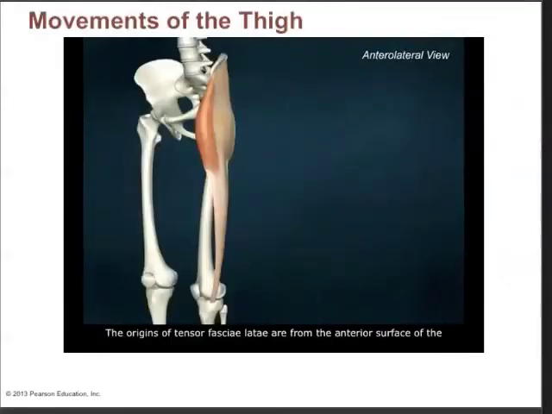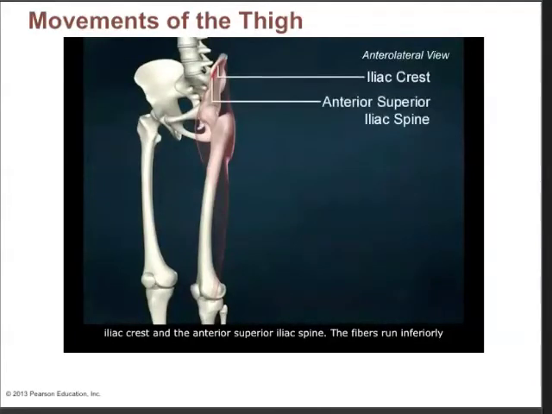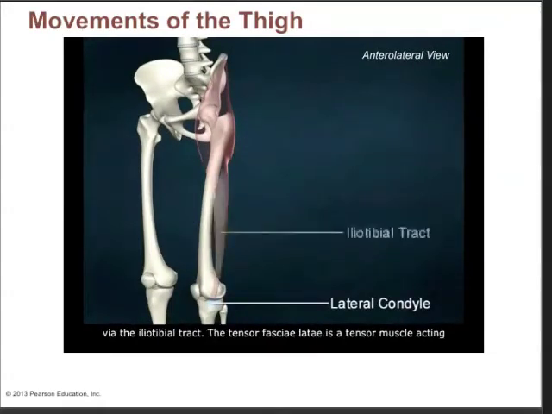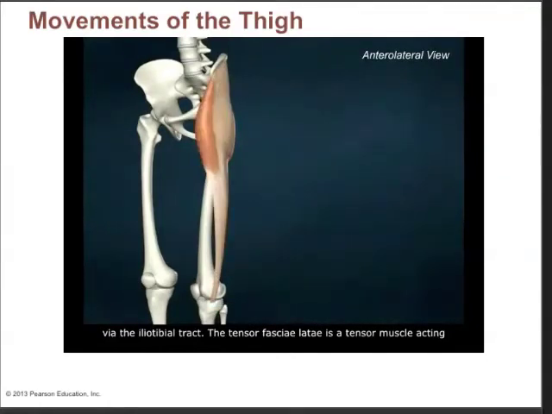The origins of tensor fasciae latae are from the anterior surface of the iliac crest and the anterior superior iliac spine. The fibers run inferiorly and insert onto the anterior surface of the lateral condyle of the tibia via the iliotibial tract. The tensor fasciae latae is a tensor muscle acting on the deep fascia, or the fascia lata, of the thigh. It maintains tension in the iliotibial tract to stabilize both the hip and knee joints. It is innervated by the superior gluteal nerve.